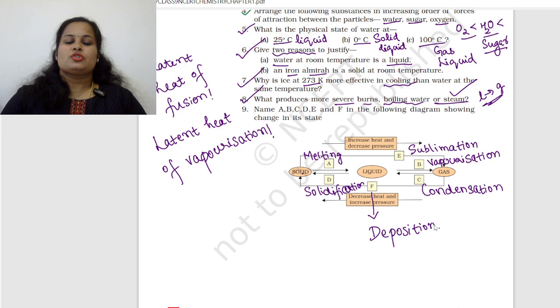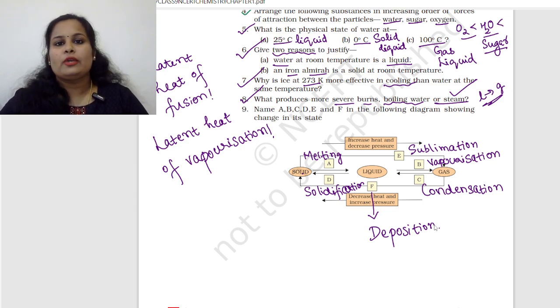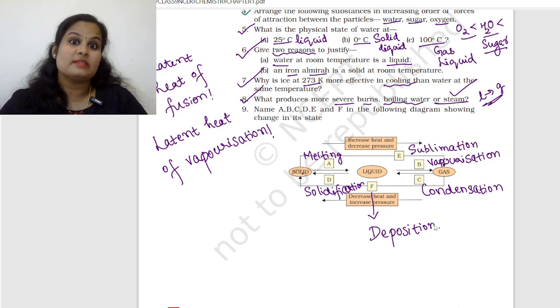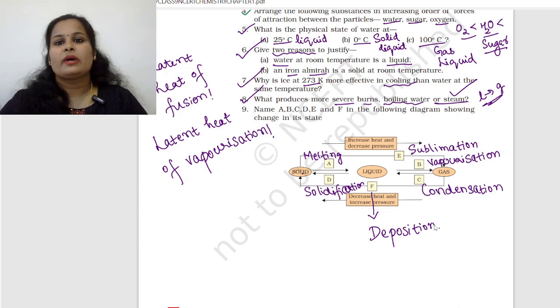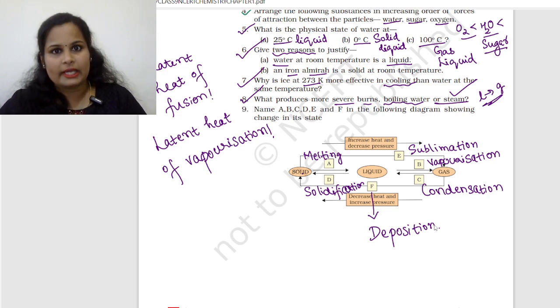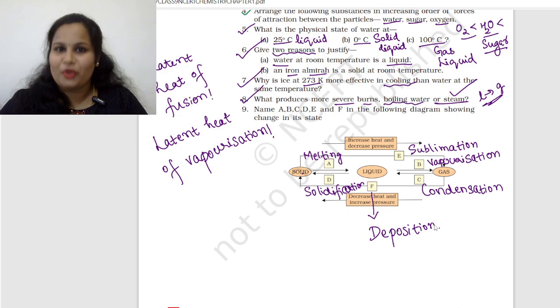Okay, so with that we are done with this chapter. I hope whatever we have discussed so far is very much clear to you. So very simple chapter in 9th grade chemistry, completely theoretical, and you need to practice more of the reasoning type questions.